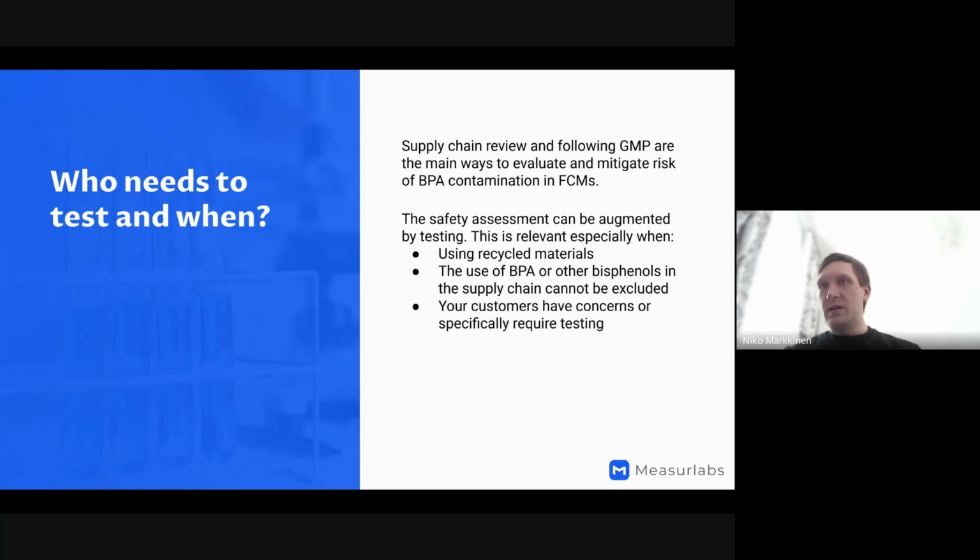Also, if you cannot exclude the use of BPA in the manufacturing chain or the supply chain, you might do it to mitigate the risk there. And I think the most common, at least, or one of the equally common factors, is that you have a client that says that we have to have a test report that shows this, even if you are able to prove through supply chain review that it's not intentionally used, it's still required. But that is something that is not related to the regulation itself. It's just a special requirement from a third party in that context.